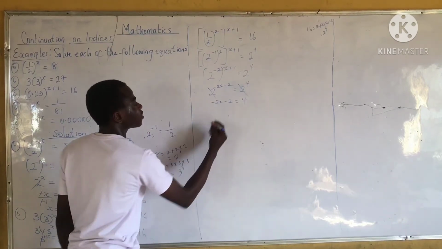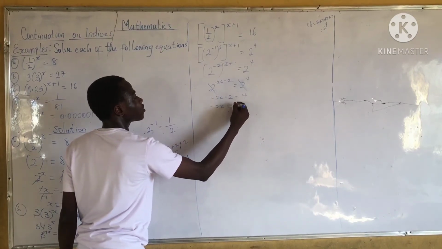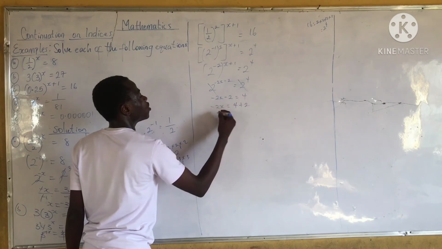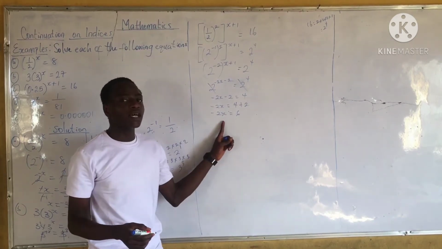We are looking for x. So now minus 2x, and minus 2 go over, because they are like terms. It becomes what? 4 plus 2. So minus 2x equals what? 6.